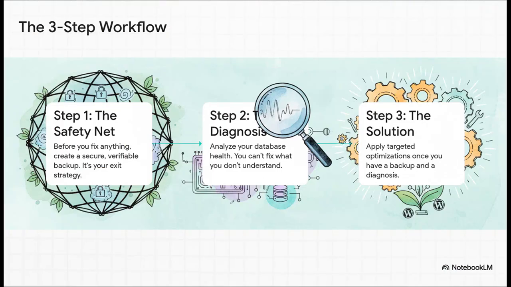And here is that workflow. It's so simple. Step 1, and this is non-negotiable, is the safety net. Before we even think about changing anything, you create a perfect, verifiable backup. Step 2 is the diagnosis. You can't fix what you can't measure, right? So we analyze your database health to show you what's going on. And only then, once you're safe and you're informed, do you move on to step 3, the solution, where you apply the fixes. Safety, diagnosis, solution. It's that simple, it's powerful, and it just flat out works.